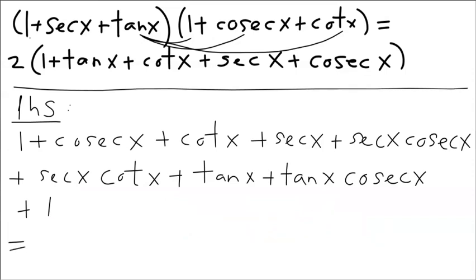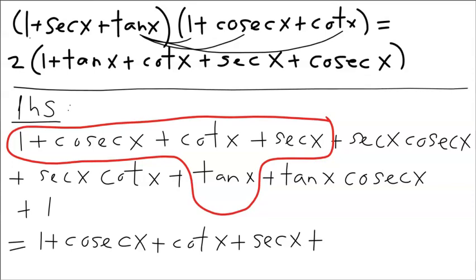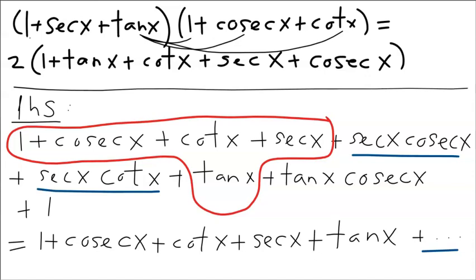Now we can try to simplify whatever we have. Let's separate the terms in red and write them out separately. So that's going to be 1 plus cosecant x plus cotangent x plus secant x plus tangent x, and the rest. The dot terms are the ones in blue. So that's secant x cosecant x, secant x cotangent x, tangent x cosecant x, and that 1 there.